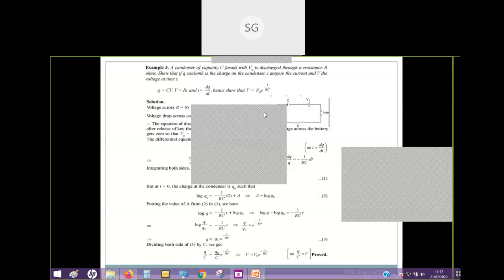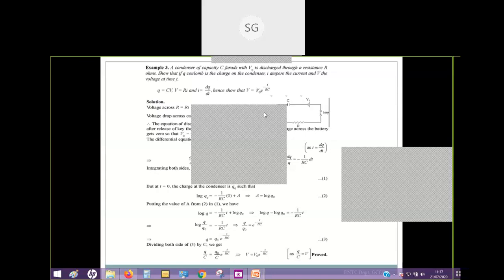Is the screen visible? Chinmay is saying the screen is not visible. Please confirm, is the screen visible? Is this question visible to you? Visible. Okay. Thank you, Atharu.